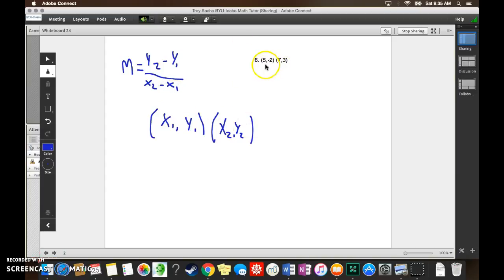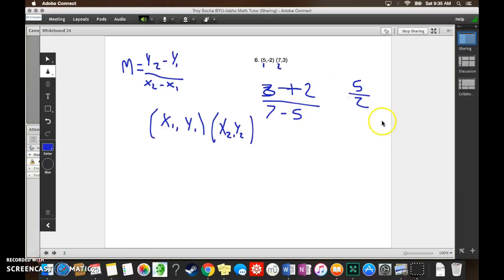So let's look at it this way. So this is 1, right, and this is 2. Then this is going to be 3. Minus negative 2. 7 minus 5. So we get, at the top here, this becomes an addition problem. 5 over 2. And that's our slope.